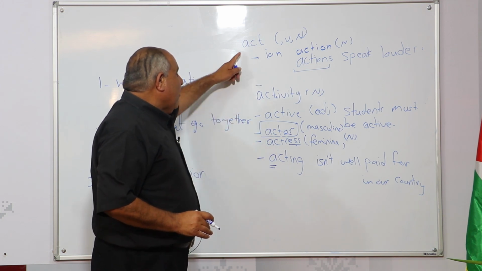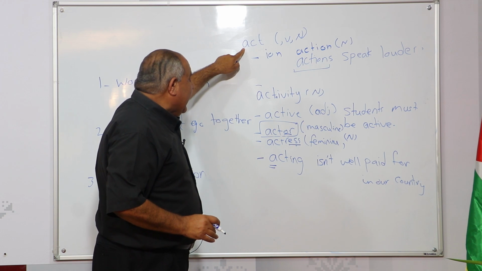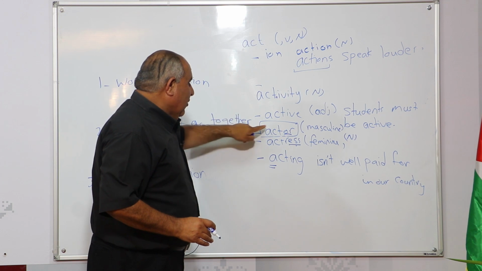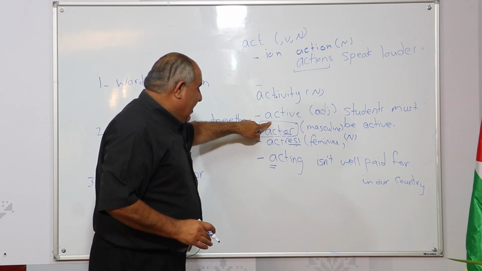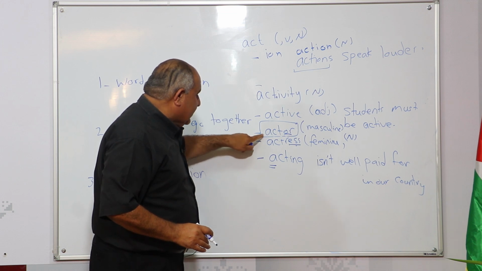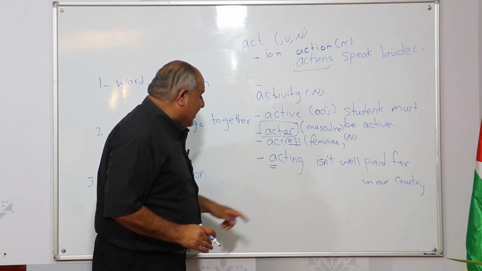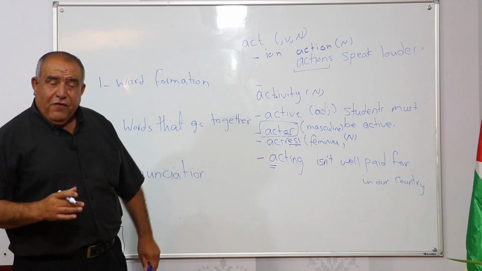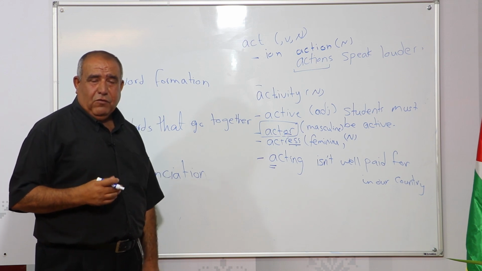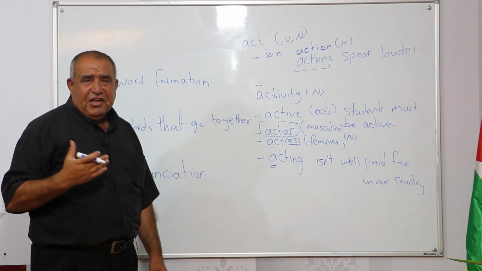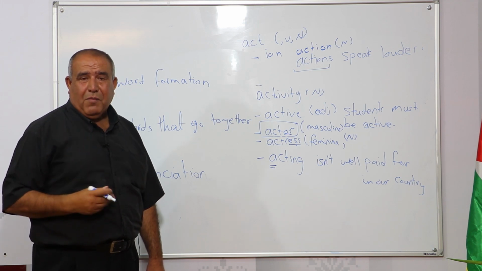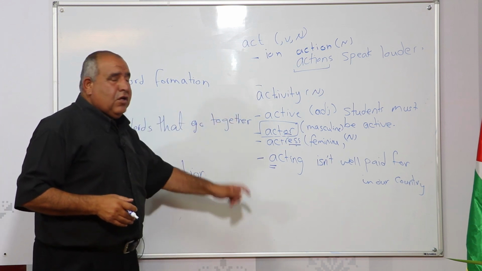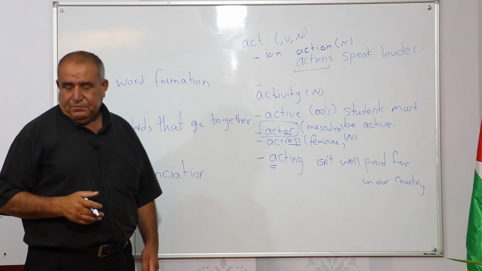So therefore this is called word formation. From the word act, we make the noun action, we make the noun activity, we make the adjective active, we make the two person nouns, human beings, actor and actress, and the process of acting is called acting. Therefore, the vocabulary of your language can be expanded, can be increased. The number of words which you have inside your mind can be increased, more and more, by using the process of what is called word formation.